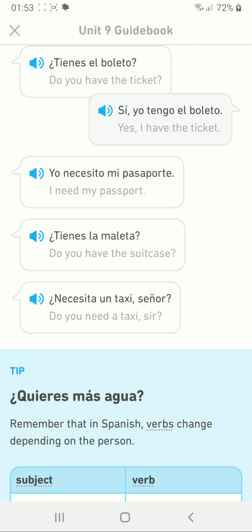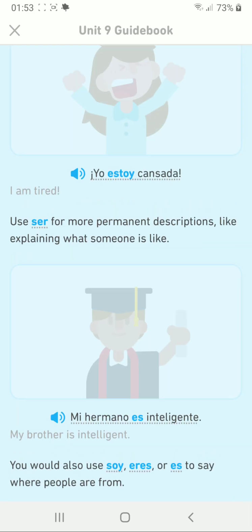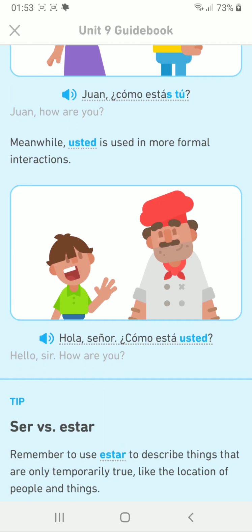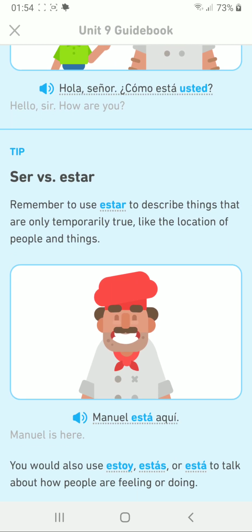We are continuing where we stopped the last time. So we stopped, as you can see on your screen, at unit 9 in the guidebook, and we were talking about different things. We will continue from there, and we stopped somewhere where we said that ser and estar. So let me just get back here. Yes, ser versus estar.